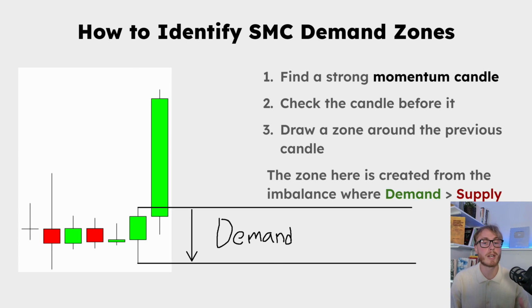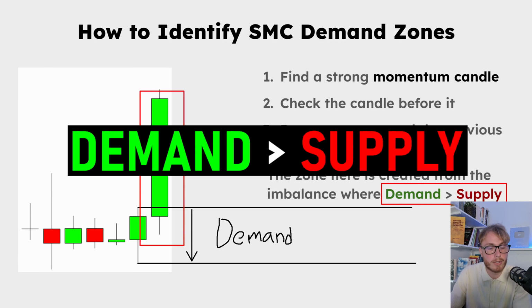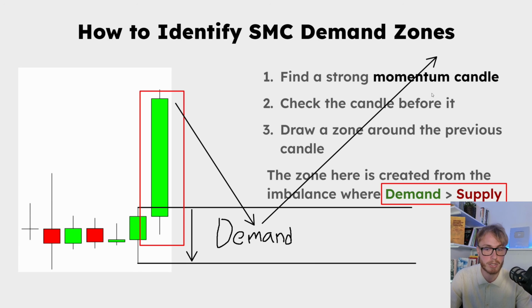And this demand zone right here is a zone of imbalance where demand is greater than supply. Because in order to create such a large candle like right here, we need to see far more demand than supply. And the theory here goes that when the price eventually comes down and goes back to the demand area, since this has been a zone of imbalance in the past, we expect demand to come in at this area in the future as well and push the price up.